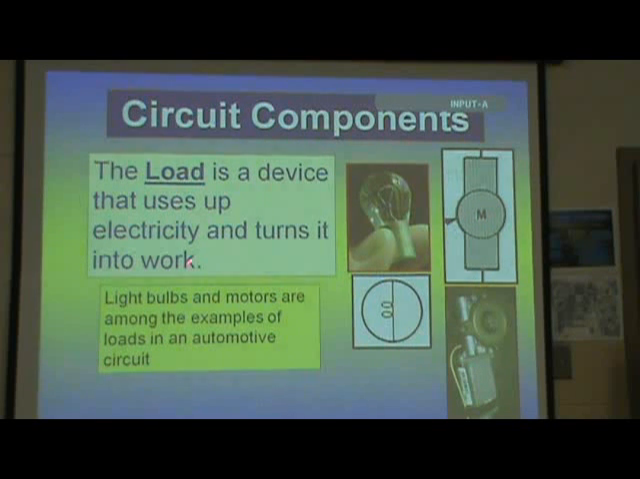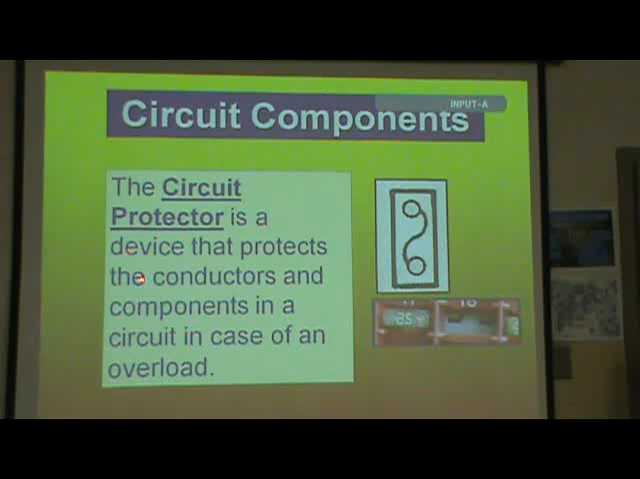Well, those are devices that use up electricity and turn it into work. Light bulbs and motors use every bit of the power unless they're wired in series. If a bulb and a motor are wired in series, the motor is probably not going to run unless it's a real tiny motor. The bulb will.